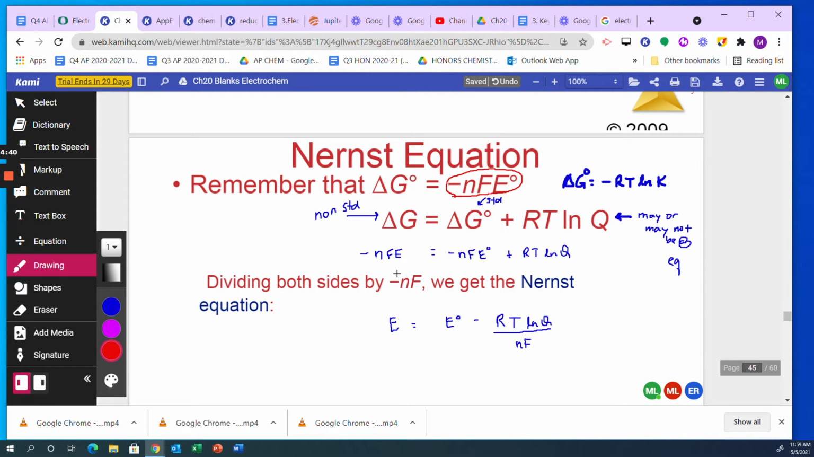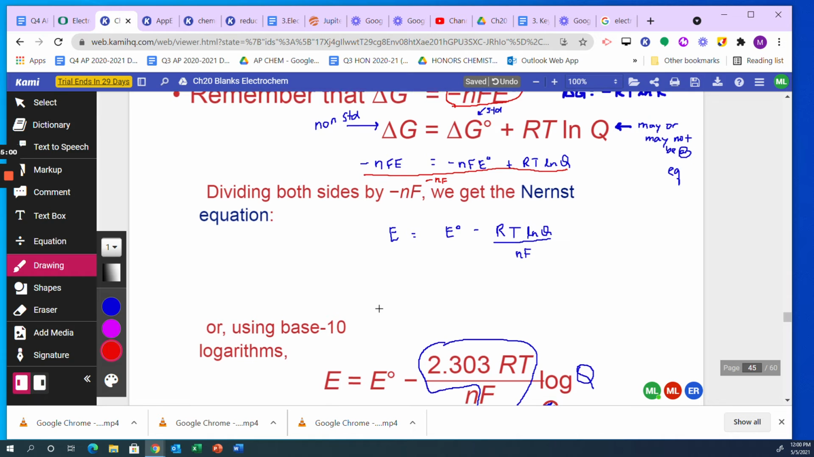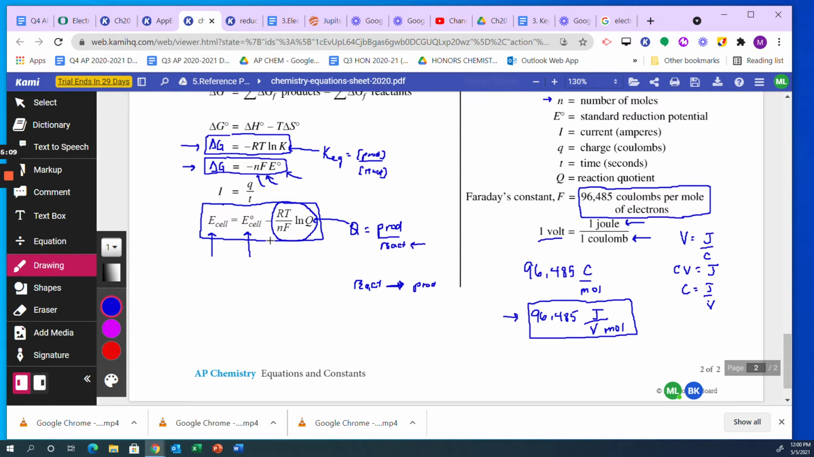Now we're going to divide both sides by -nF. So -nF will cancel, you're going to get E, and -nF will cancel, you'll get E standard, and you'll get RT ln Q over nF. So we have this equation. This is the equation that you see in your formula sheet, which is E = E naught minus RT over nF ln Q.